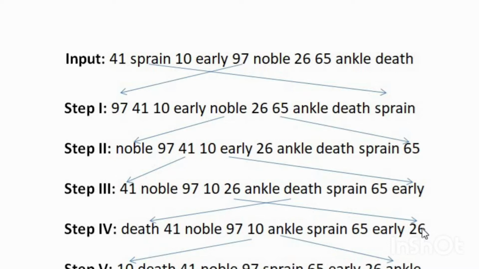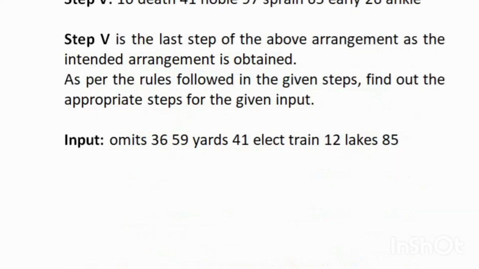That means they are alternately changing the word and number in each step on both sides. And in the last step, the least number, that is 10, on the LHS and angle on the RHS. So this is the way they have arranged the input. Step 5 is the last step of the above arrangement, as the intended arrangement is obtained. As per the rules followed in the given steps, find out the appropriate steps for the given input.